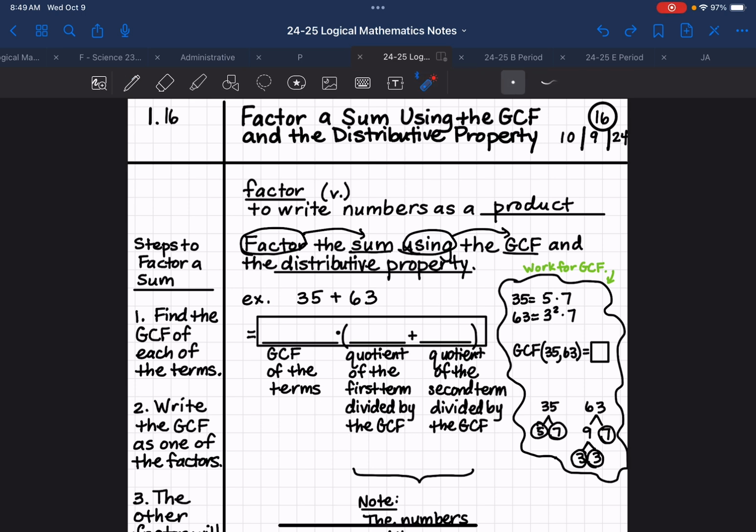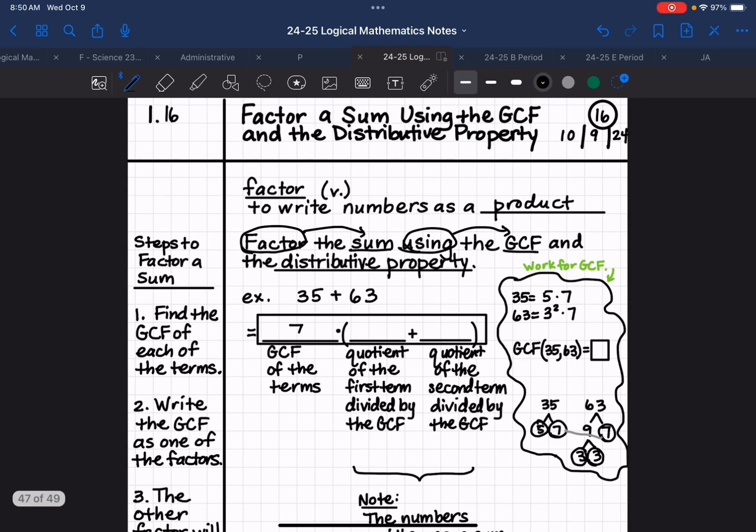I see a 5 here. I don't see a 5 in 63's prime factorization. I see a 7 here. I do see another 7 in 63's prime factorization. So I'm just going to connect that to show you that that's the common factor. And that's the only factor they have in common. If they had more factors in common, then I would multiply those factors, and that would be the greatest common factor. But they only have one common factor, that's 7. Therefore, 7 must be the greatest common factor. So I'm going to write 7 right here as the greatest common factor.